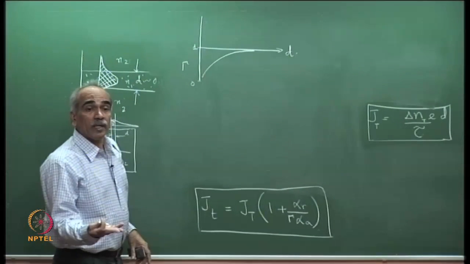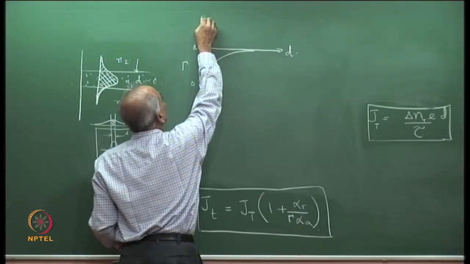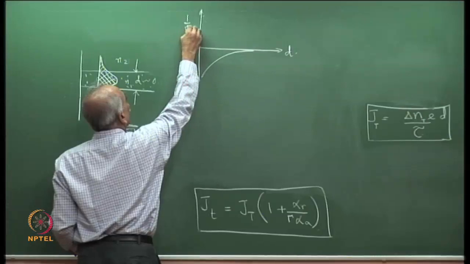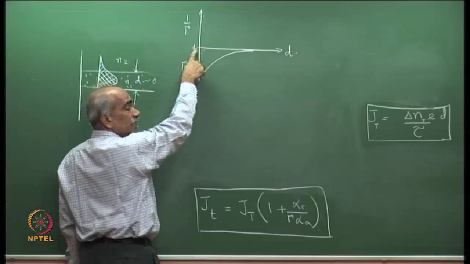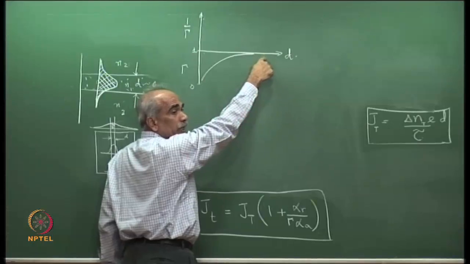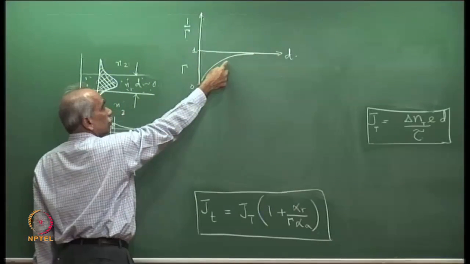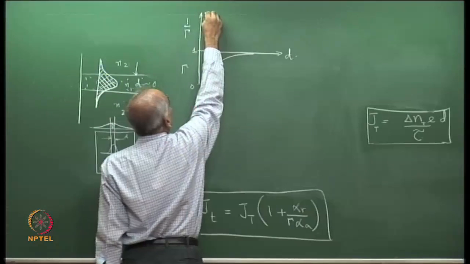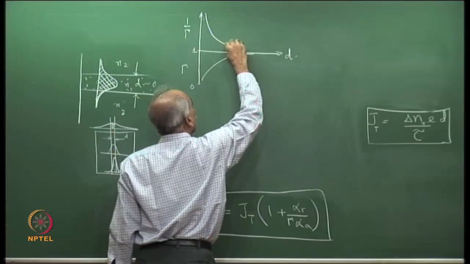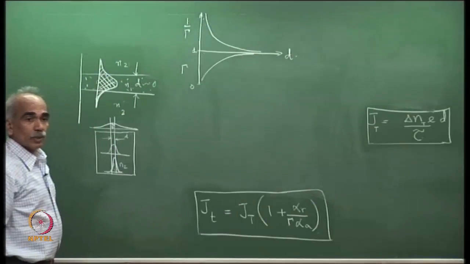How would 1 by gamma vary? When this is small, this is large. So, this is going up. So, here I am plotting 1 by gamma. 1 by gamma minimum value is 1, because the maximum value of gamma is 1, therefore 1 by gamma minimum value is 1, and as this goes down, so this is 1 by gamma.